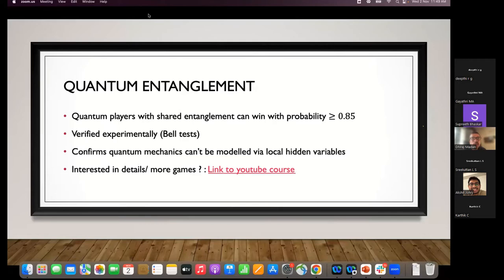Hi, Dhiraj. So you have put a lower bound on the winning probability. Can it approach one? No, this is tight. Actually, it's cos square pi by 8 that is the exact value. I just said it's greater than or equal to 0.85 to give an approximation. The exact value is cos square pi by 8, so it's 0.851 or something like that.